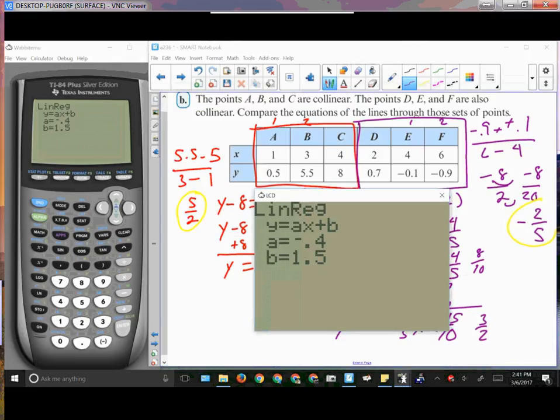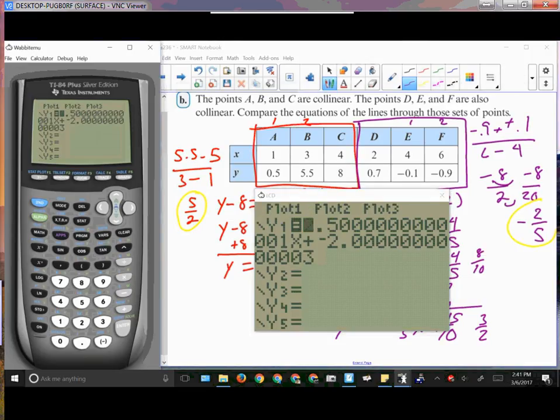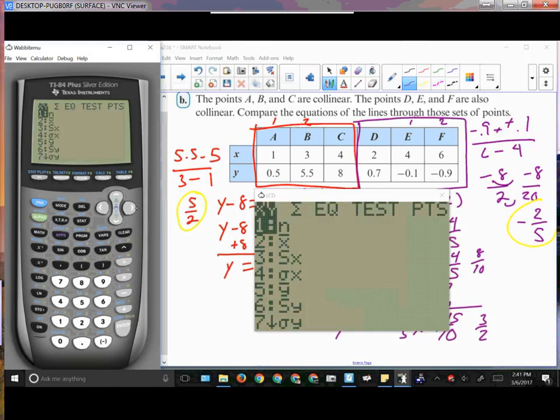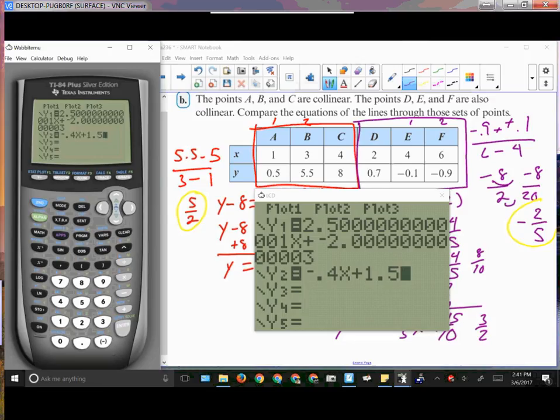So there's my equations. Now, we want to put this into the calculator. Y equals, we are going to go down to Y2. So arrow key down, so that you're flashing at Y2. Everybody know where the VARS key is now? So press the VARS key. Press 5 for statistics. Press enter. Go over to EQ. Press enter. There's that equation.